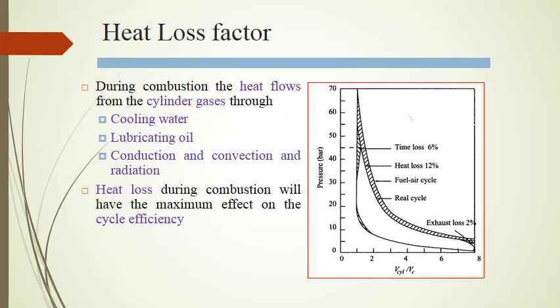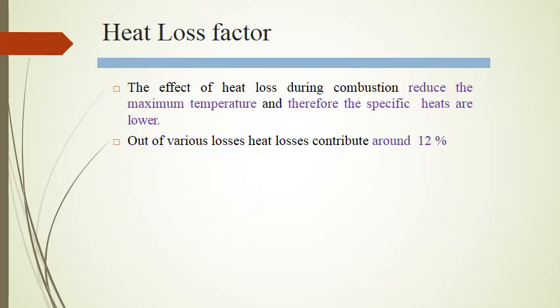About 15% of the total heat is lost during combustion and expansion. Of this, however, much is lost so late in the cycle as to have contributed to useful work. If all the heat loss is recovered, only about 20% of it may appear as useful work. This figure basically shows the percentage of time loss, heat loss and exhaust loss in a CFR, that is, Cooperative Fuel Research Engine. The effect of heat loss during combustion is to reduce the maximum temperature, and therefore the specific heats are lower. It may be noted from the figure that I have shown you on the last slide that of the various losses, the heat loss factor contributes around 12%.